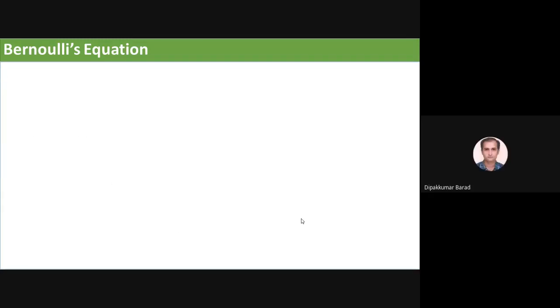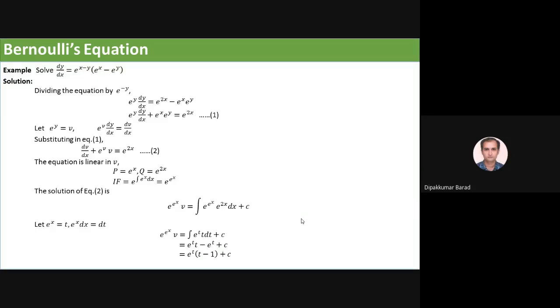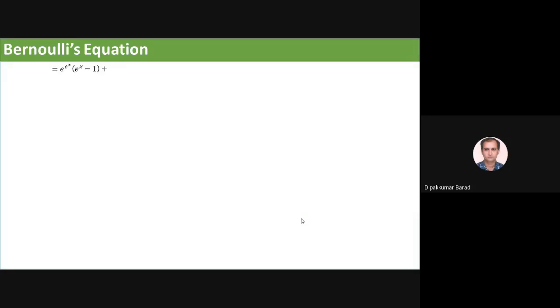And then see here instead of t we have put now again e raised to x. e raised to x into x minus 1. Now we have to divide. See, in the left hand side we have e raised to x into v. So we have to divide it by e raised to x. So v equal to e raised to x minus 1 plus c into e raised to minus e raised to x. Okay. And now v is nothing but e raised to y. Clear?